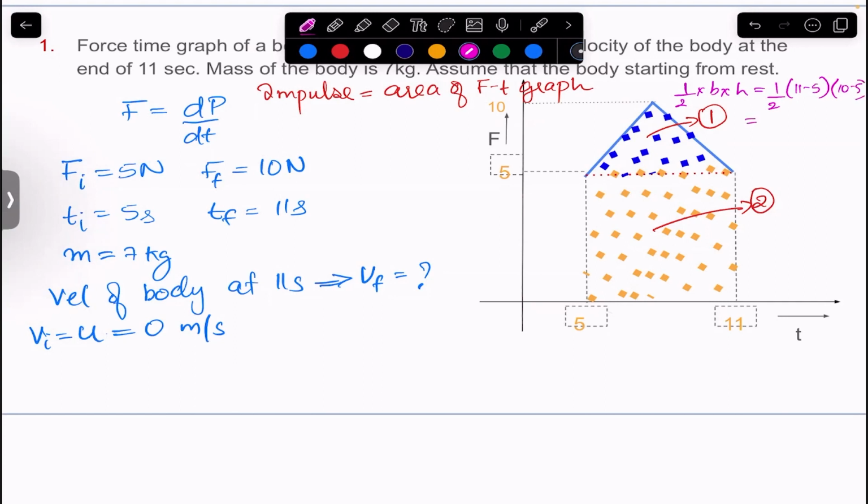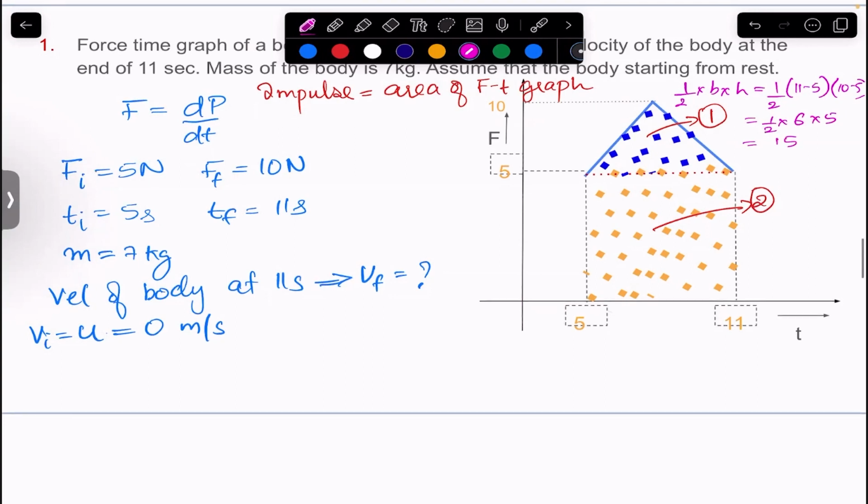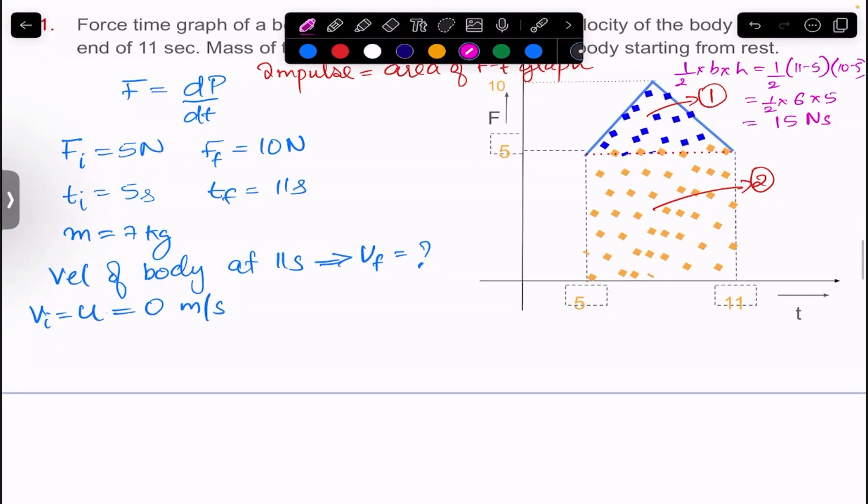That is equal to 1 by 2 times 6 times 5, which is equal to 15 Newton second, because that is the impulse over here.